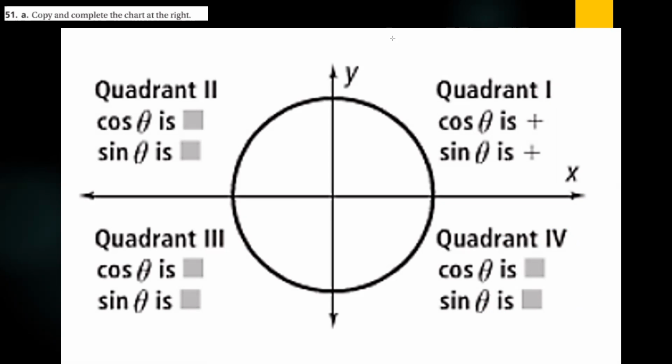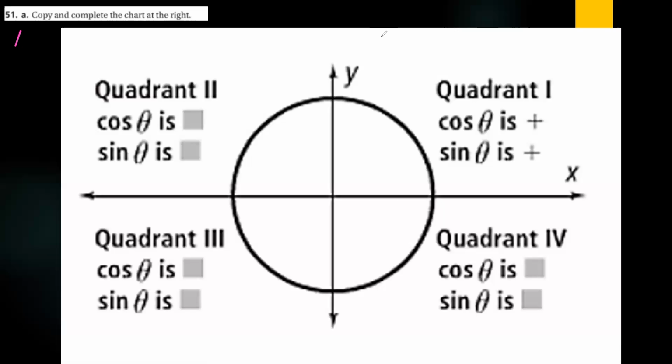Now, in quadrant 1, both the cosine and sine are positive. By the way, this is question number 51 in your book. Copy and complete the chart at the right here. So in quadrant 1, both the cosine and sine are positive.